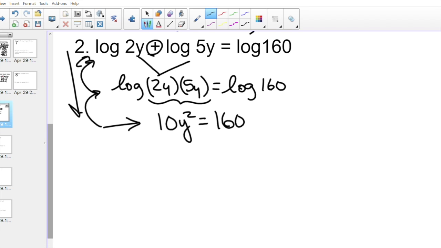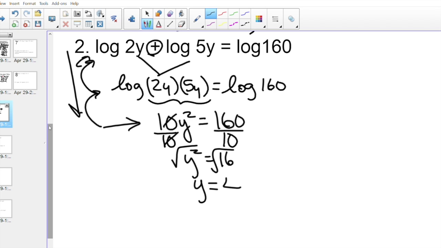Now we're going to use what we call the square root principle. Not going to factor, we're going to use the square root principle. That means we're going to eliminate the 10, and y squared is equal to 16. Take the square root of both sides, and y is 4.